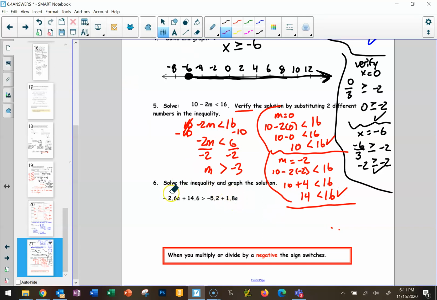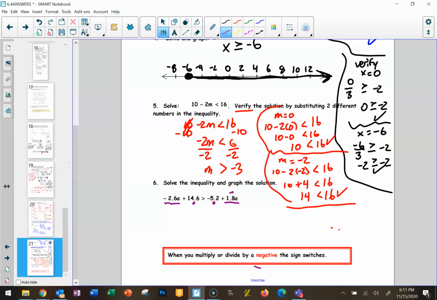I want to get all of my a's on the left side and my constants on the other. And I always said it's not a bad idea to make yourself some little notations. Which are the like terms? Well, the two that contain a's are like terms, and the two that are just numbers, they're constants, they're also like terms. Let's get our a's to the left here.